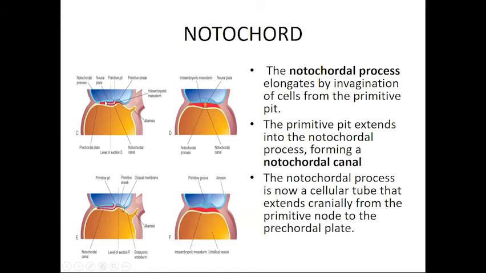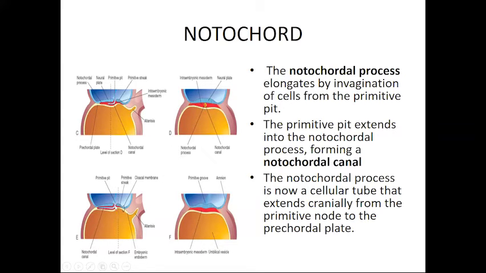Then if you see in this again, the primitive pit, the canal, this small process, where it is solid, is called the notochordal process, and where you have this canal or a lumen into it, we call it the notochordal canal, right? Then if you see in this picture, this is the intraembryonic mesoderm. This is the notochordal canal, and the rest of it is the notochordal process.